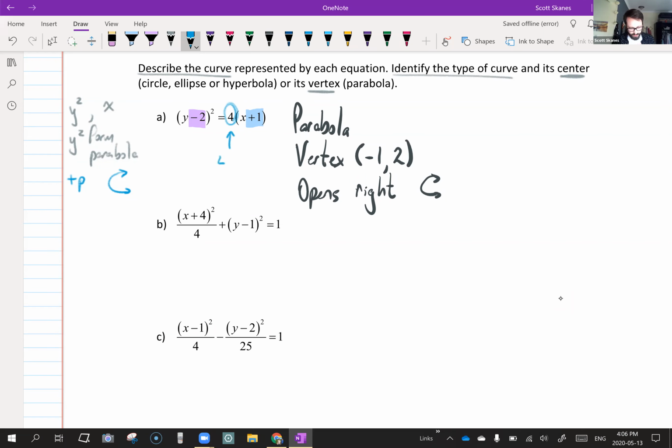And remember, this term in front is 4p. Let's not forget that. And if we needed it, we would say 4p equals 4. We'll review that later if we need to. Let's move on to the next question, because we've already done all 3 pieces for this.